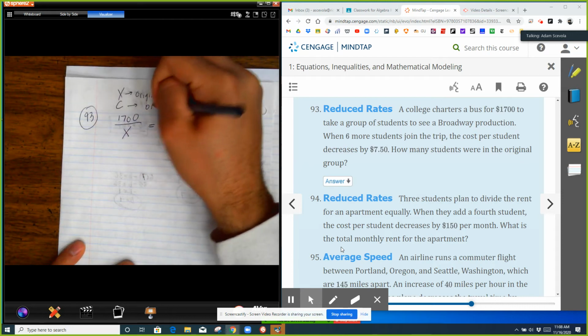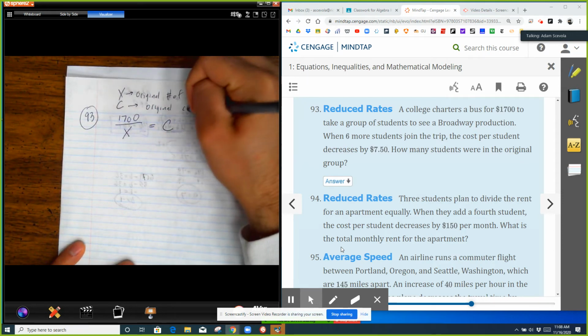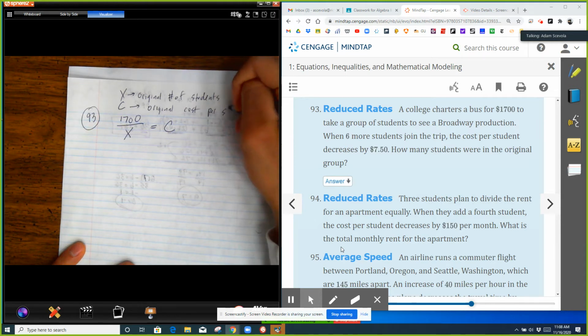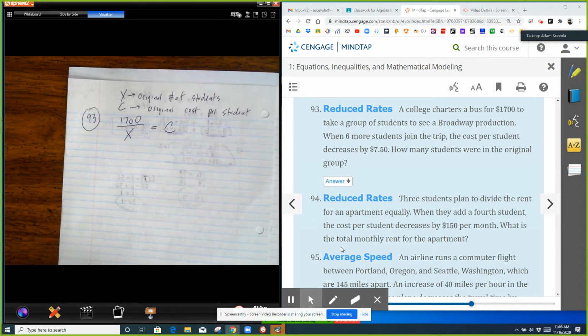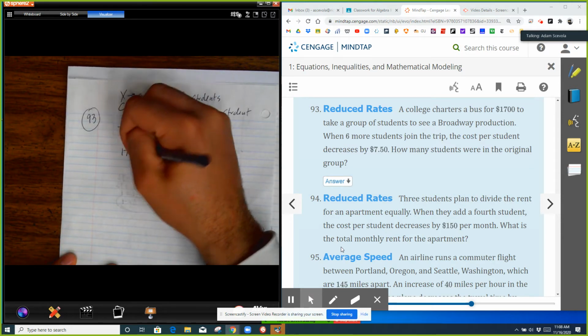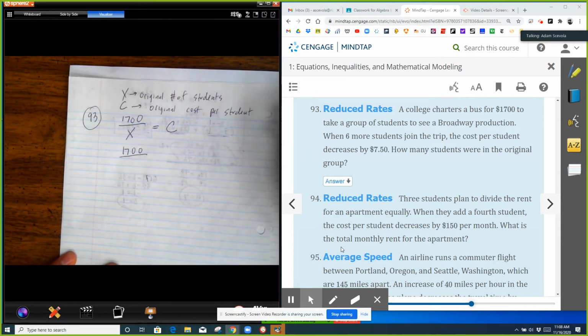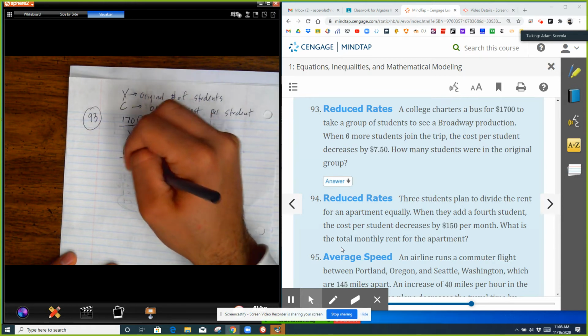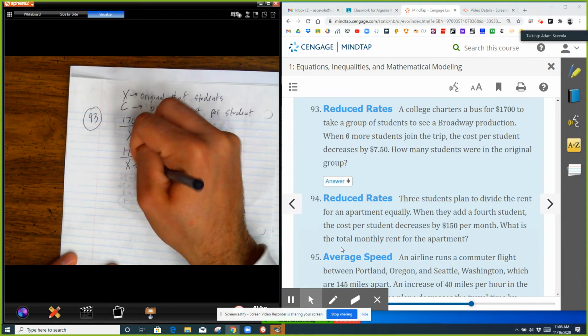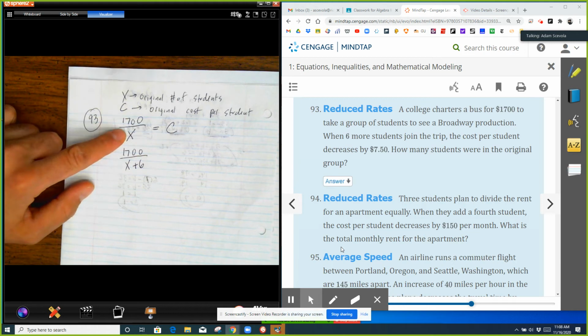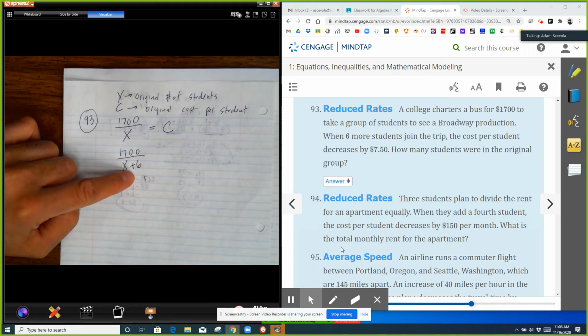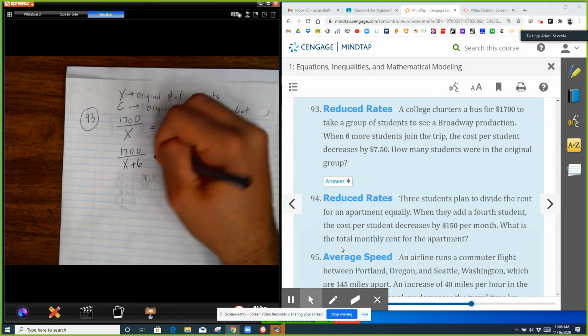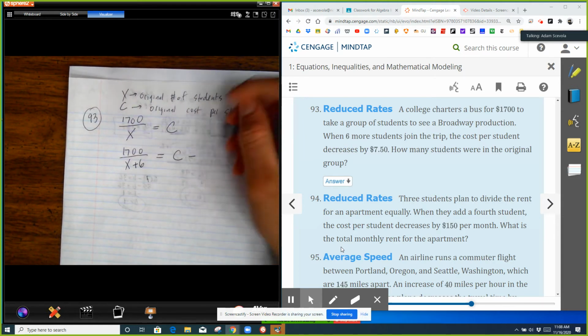Okay? Then we can rewrite a similar equation by using the new amount of students, which is going to be 6 more than the original amount. So if you take $1,700 and split it amongst X plus 6 students, all right, so the original amount of students plus 6 more students join the trip, the cost per student is going to be reduced by $7.50. Okay? So I just kind of read the 2 sentences and made 2 equations. Now we have to solve.